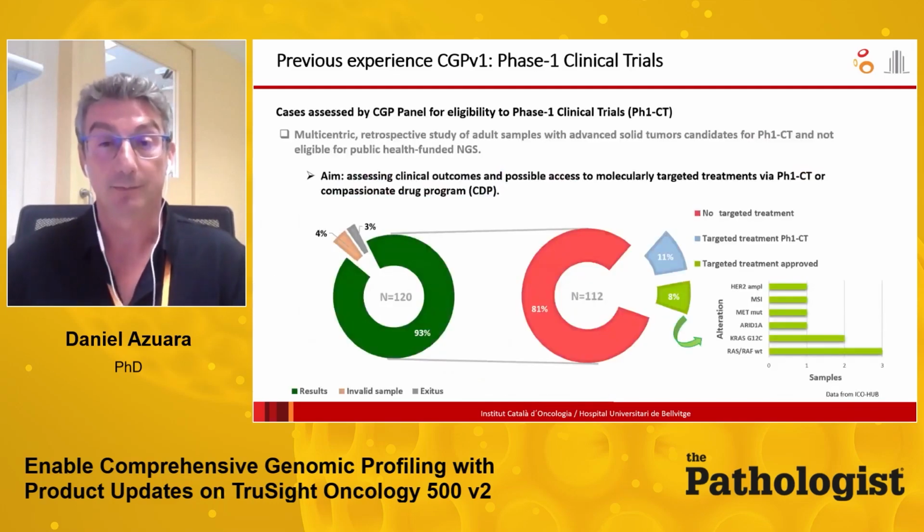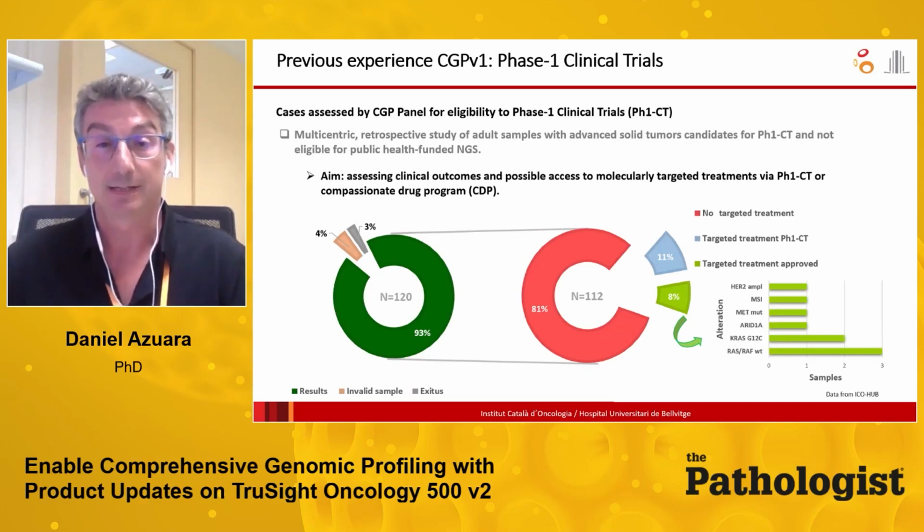The PREICO program is a molecular analysis program using an NGS platform with the ICO network of oncology centers, Hospitalet, Badalona, and Girona, to identify mutations that help preselect patients eligible for phase 1 clinical trials. It is conducted in adult patients with advanced solid disease and tumor eligible for phase 1, but who are not candidates for standard NGS testing.